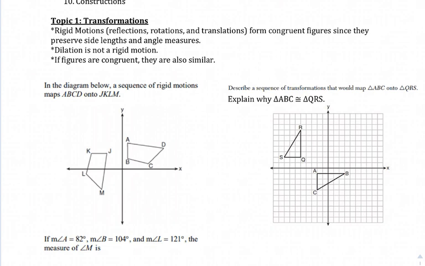Topic 1 is transformation. A couple things to remember: rigid motions are reflections, rotations, and translations. They form congruent figures since they preserve side lengths and angle measures. If figures are congruent, they're also similar. And remember, the one transformation that is not a rigid motion is dilation.